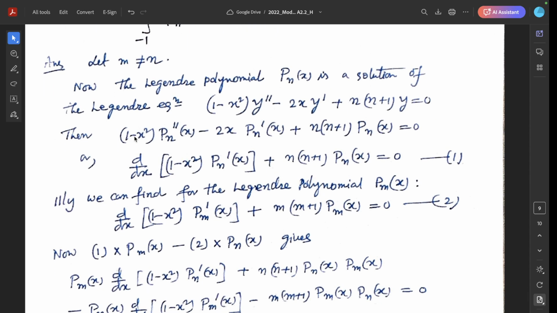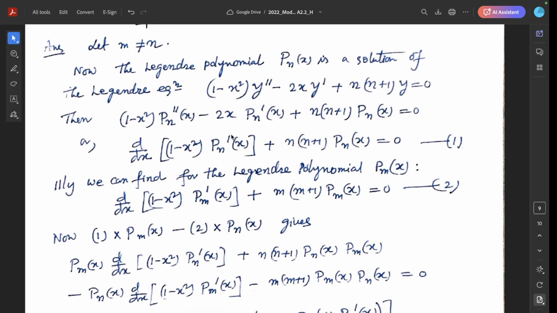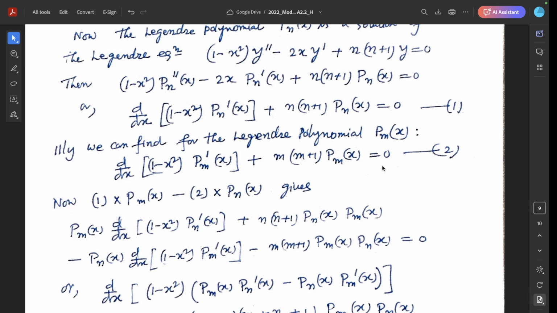Then (1 minus x square) Pn double dash x minus twice x Pn dash x plus n into (n plus 1) Pnx equal to 0, because this Pnx is a solution of this differential equation. So this Pnx satisfies this differential equation. So we can write d/dx of (1 minus x square) into Pn dash x, plus n into (n plus 1) Pnx equal to 0. Similarly, we can find for the Legendre polynomial Pmx. So similarly, we can get the result 2.